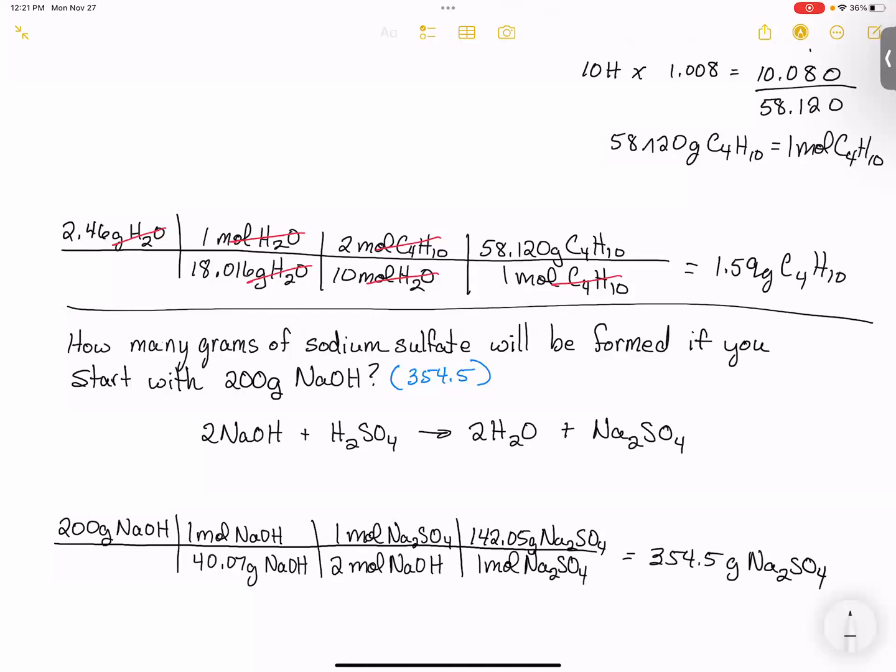I will tell you on an exam, the balanced chemical equation will be a separate question, meaning you'll be asked one question to balance the reaction, but on this question, I would give you the balanced reaction.